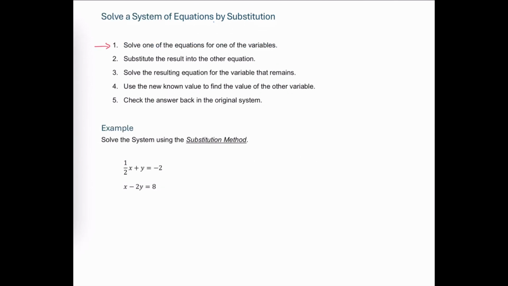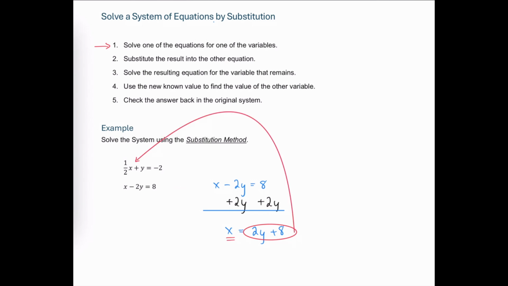We can choose one of the equations to solve for one of the variables, so I'm going to choose to solve the second equation for x. This is pretty easy: add 2y to both sides, so we'll get x is equal to 2y plus 8. Now this 2y plus 8 becomes a substitution for the x variable, and we want to plug that into the x variable of the other equation. So essentially we're plugging the criteria of the second equation into the first equation and therefore merging them.